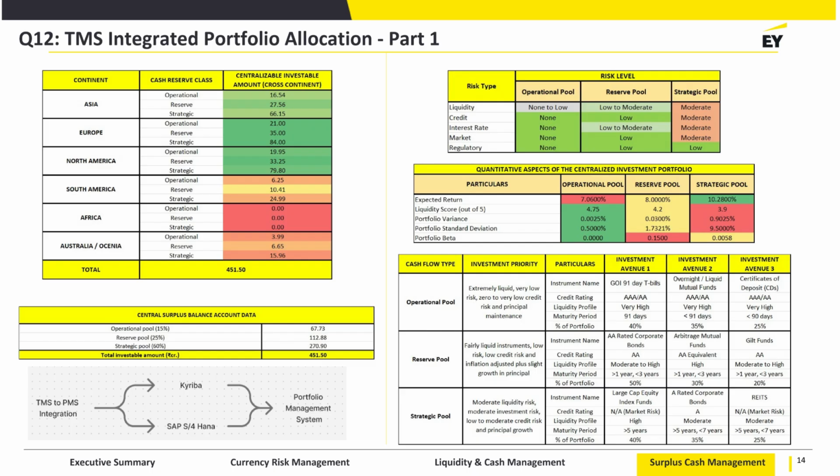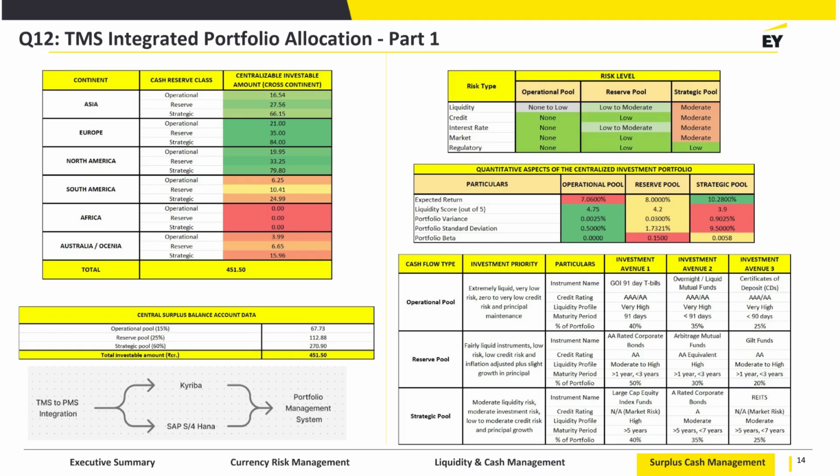How? Kyriba's AI treasury extension and SAP's S/4HANA look to be the bridge for getting together the TMS to the PMS. On the top left, the centralizable investable amount, which is the amount which can be invested outside each of the continents, is summarized by the continent as well as by the cash reserve class. For example, 16.54 crore rupees of Asia's operational cash reserve can be invested outside Asia.